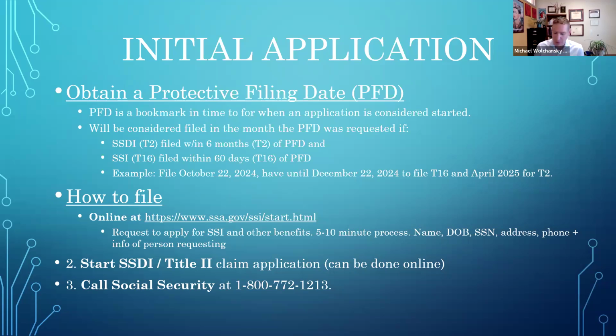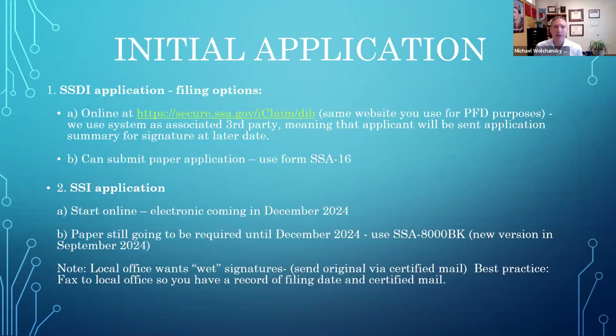The other option is you can just call Social Security and put in an application. Also, of course, you can go into the field office. That's another way to do it as well. Again, here you can see that you can do it online. There are also paper applications for the SSDI application.